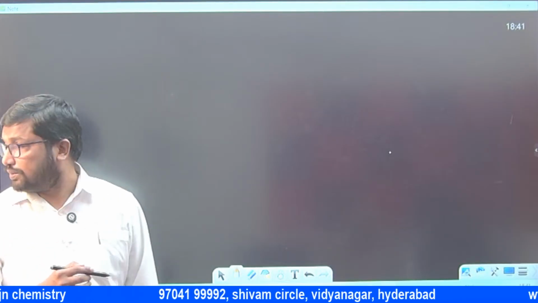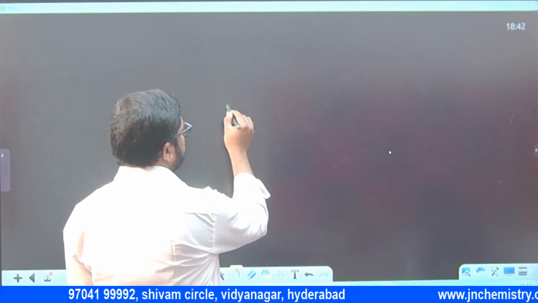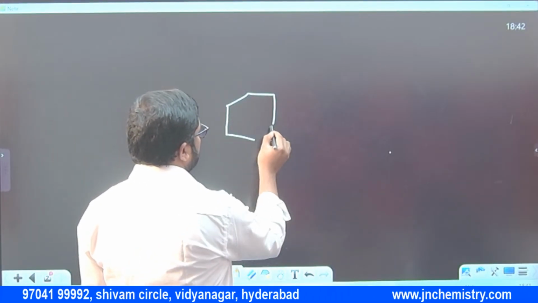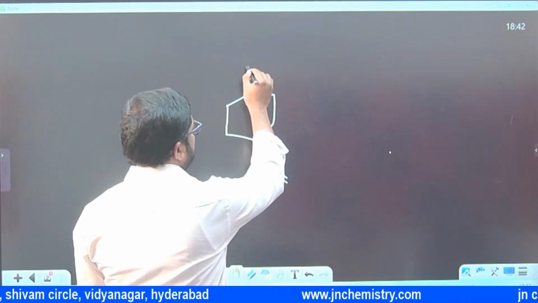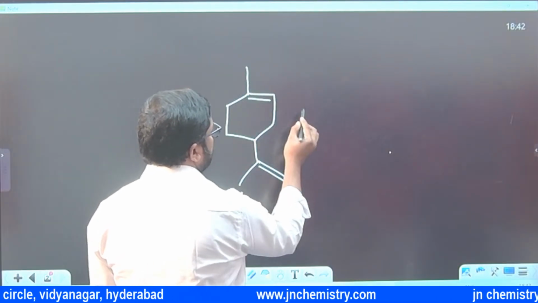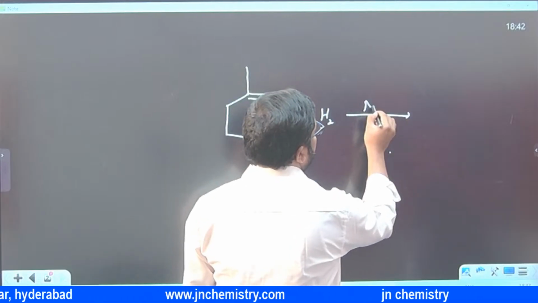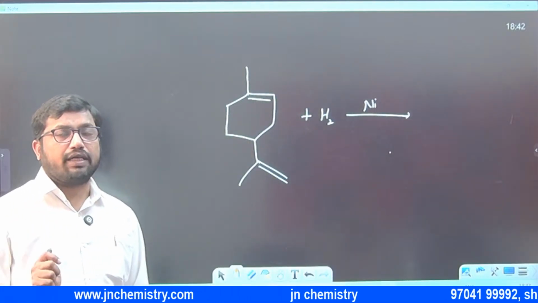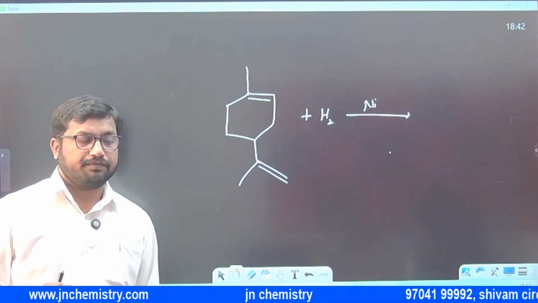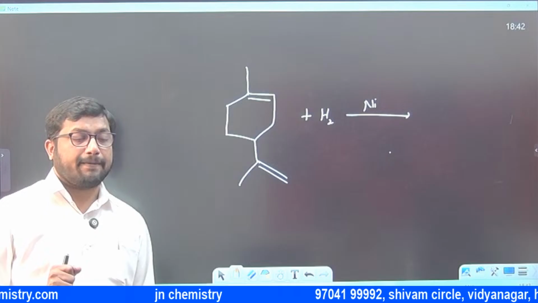So sometimes they'll ask the question like this. So 1 mole of hydrogen, presence of nickel, platinum, palladium. So which double bond is converting into alkane? Come on, let me know. Which double bond is converting into alkane?